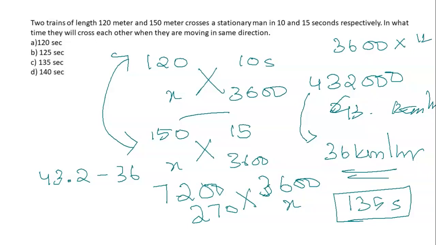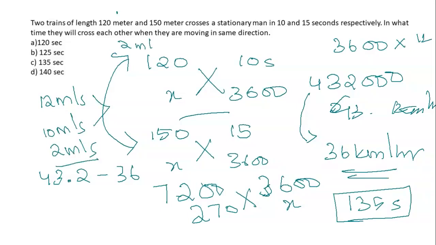Or else you can still do it like this. This speed is going to be 120 meters for 10 seconds, which means 12 meters per second. And this one is 150 for 15 seconds, 10 meters per second. So the difference is 2 meters per second, the relative speed if they're traveling in the same direction. At 2 meters per second, how much time for 270 meters? It's 135 seconds. The answer is 135. You need not do the full stuff. Answer is 135 seconds. Good job.